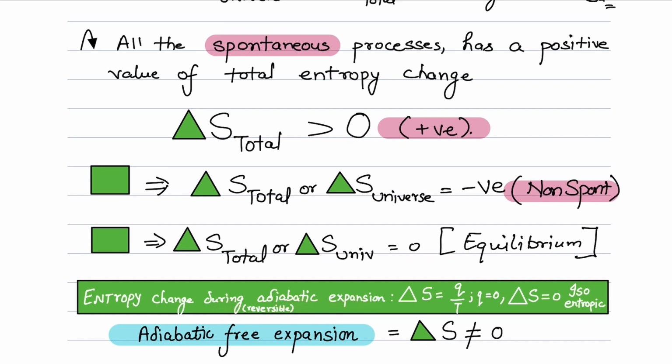Now, entropy change during adiabatic expansion, reversible adiabatic expansion: for adiabatic, Q is equal to 0. So delta S comes out to be equal to 0. This is known as an isentropic process. But for adiabatic free expansion, delta S is not equal to 0. This is a very important point to note down here.